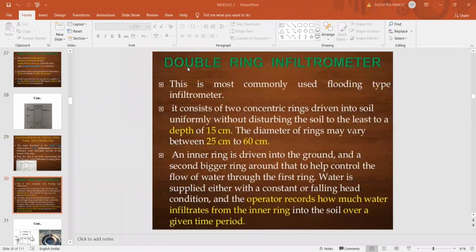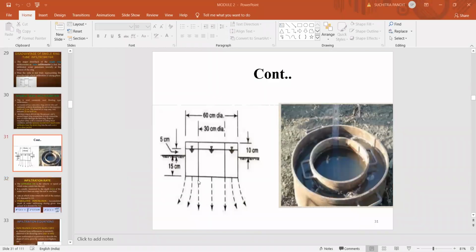Next, you have the double ring infiltrometer. Here you have two circular rings having a diameter between 20 to 60 centimeter. You can see the double ring infiltrometer here, with two circular rings of diameter 30 centimeter and 60 centimeter. The inner tube has a diameter of 30 centimeter and the outer ring has a diameter of 60 centimeter. It is driven below the ground surface to a depth of about 15 centimeter, and it projects 10 centimeter above the ground level, and the water level is maintained at a height of 5 cm above the ground level.